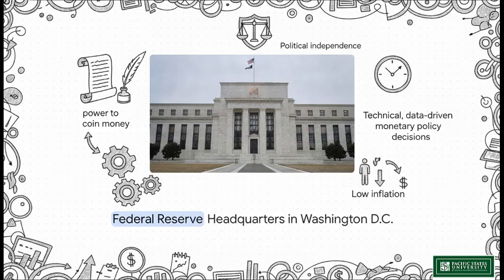Now, what is the Fed actually doing every day? Their most prominent task is conducting monetary policy to achieve what is widely referred to as its dual mandate. This is absolutely crucial to remember. The dual mandate is essentially a balancing act. They are legally required to pursue both low unemployment and low inflation.